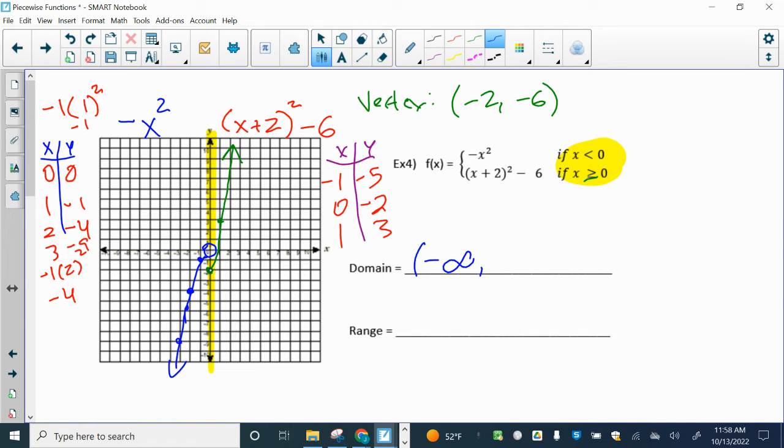So we are defined at the x value of 0. And then we keep going. We're going to the right forever. Okay, so it's positive infinity.